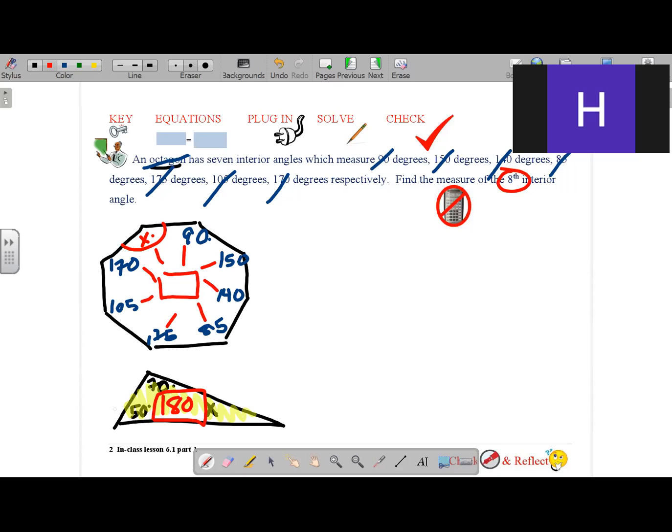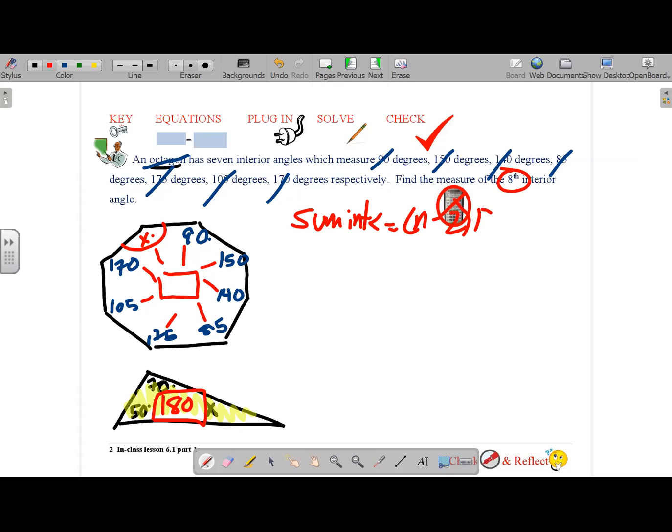You can, but there's a shortcut. The shortcut is this. The sum of interior angles, sides minus 2 times 180. When I start singing, I expect you to shout at me, folks. Sum interior angles, sides minus 2 times 180. Mary, what's our n here? What goes in n, Mary?